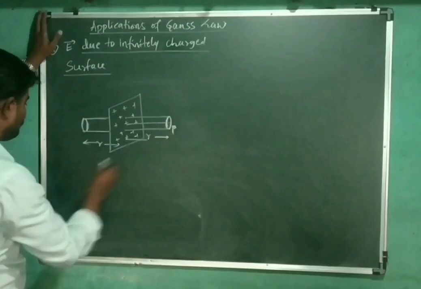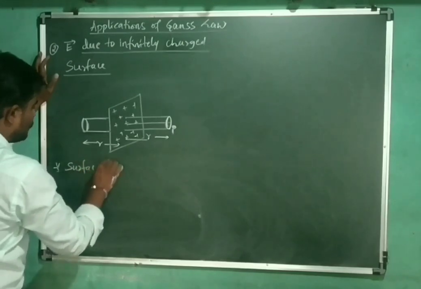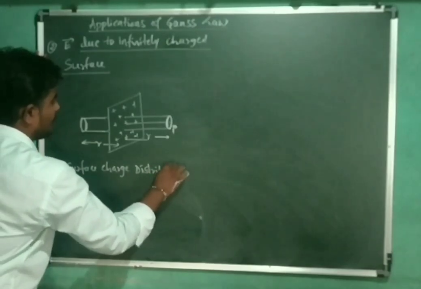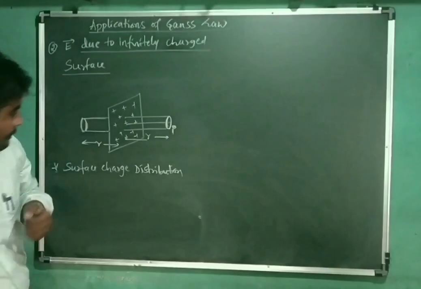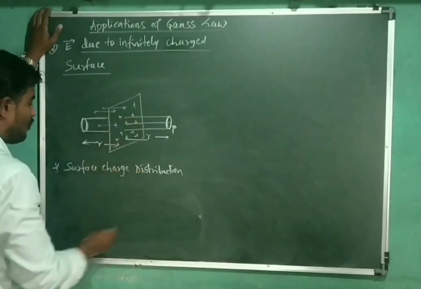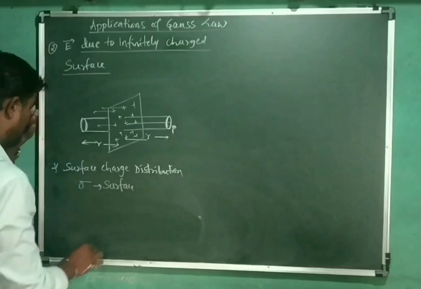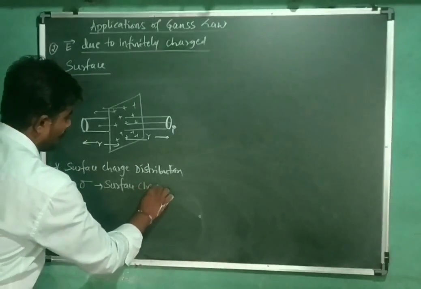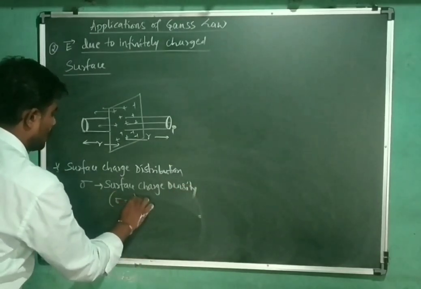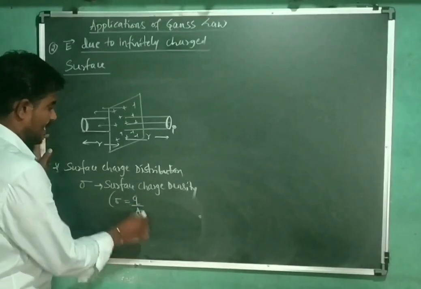So the first point: the charge distribution is a surface charge distribution. For surface charge distribution, we have already defined one term, that is sigma. Sigma is the surface charge density. It means charge per unit surface. Sigma is equal to Q divided by A, where A is area.